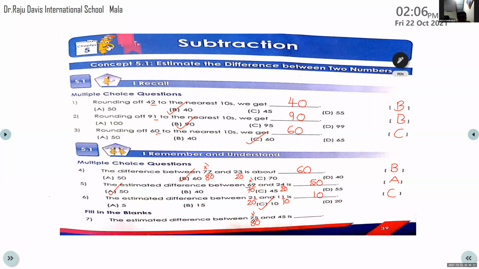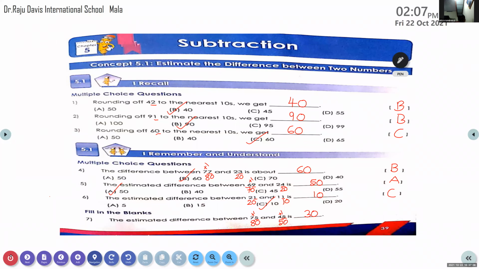5 is equal to 5. So add 1 to the tens place. So it will be 50. So 80 minus 50. 0 minus 0, 0. 8 minus 5 is 3. So 30. Okay, good. Now move to the next one.